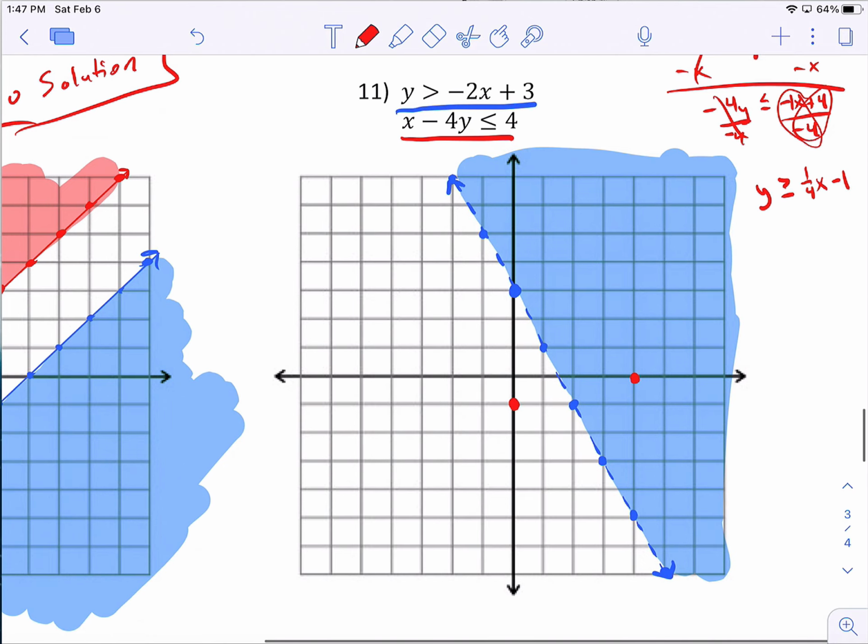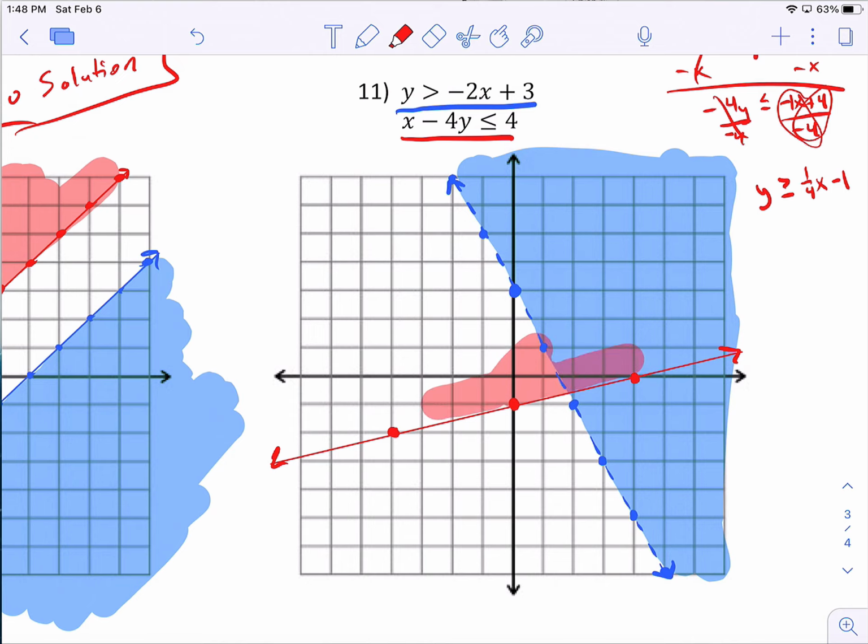And then I just have to go up 1 and 1, 2, 3, 4 to the right. And next, if I try to do that again, it'll put me off the graph. So I'm going to go down 1 and 1, 2, 3, 4 to the left. And looks like that's all the further I can go there as well. Remember this one is equal to, so I'll make it a solid line like I did.